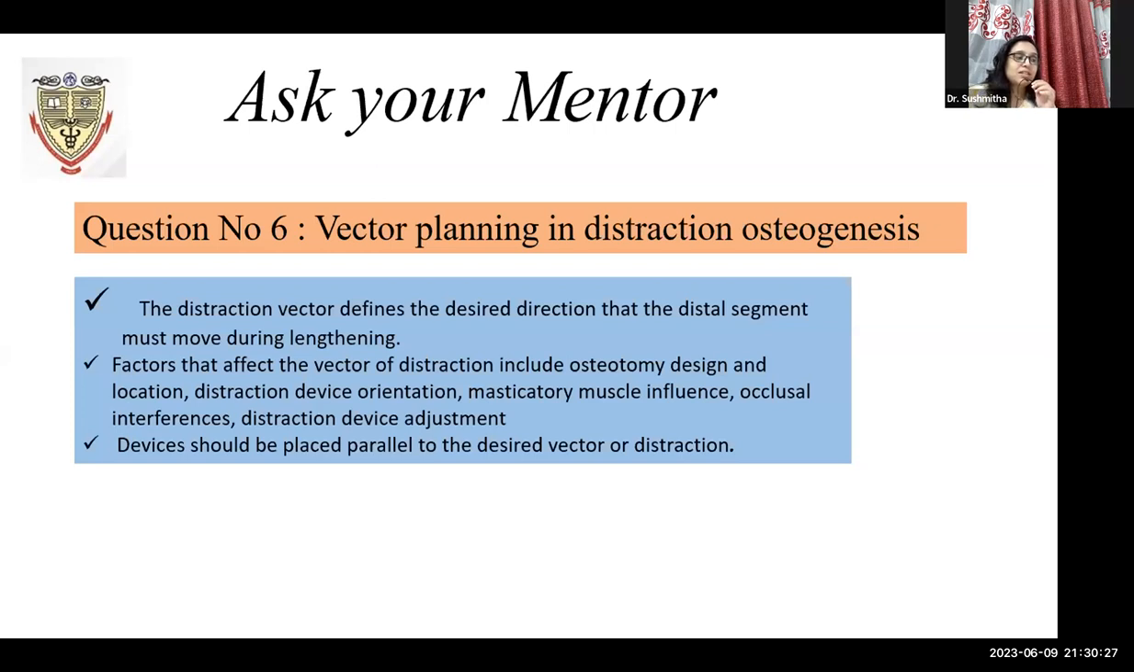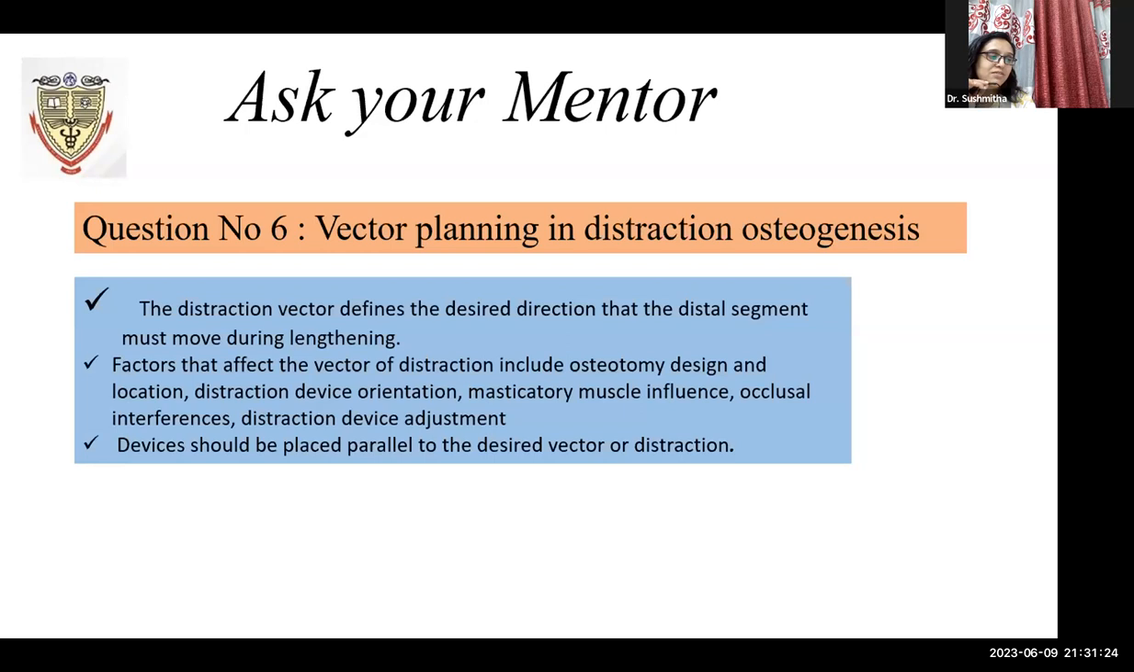The factors that affect the vector of distraction are the osteotomy design, the location of the osteotomy from where we have to distract, the distraction device orientation, and even the masticatory muscles during the distraction. Occlusal interference and some technical problems with the distraction also affect the distraction vector. It should always be kept parallel to the desired direction. The most common thing to be noted is that when we distract the mandible without controlling the vector, it can cause asymmetry or a clockwise rotation of the mandible, resulting in an open bite.